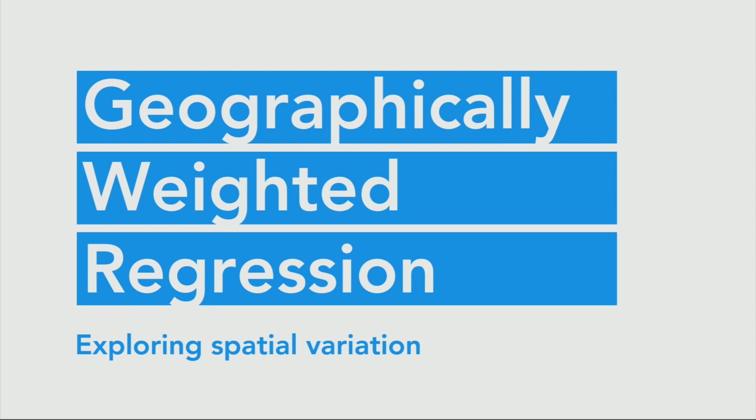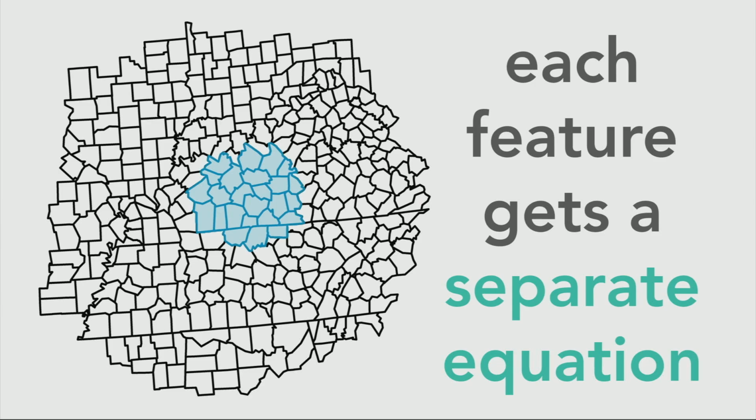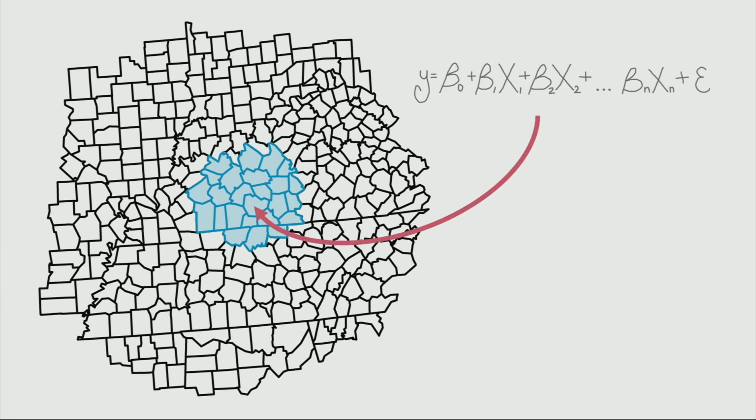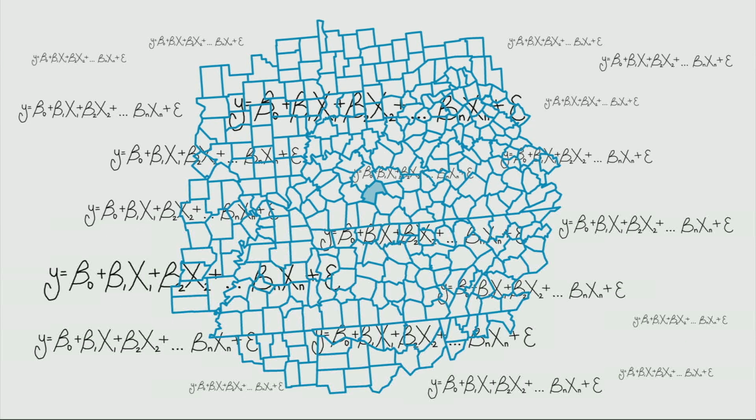So the next tool we're talking about is geographically weighted regression. GLR and GWR are both linear models. The difference is that GLR is a global model, so you're creating one equation for your entire study area, and you're using all of the features in that study area to calibrate the model. With GWR, each feature gets its own separate equation, and that equation is calibrated using only the data from your neighboring features. So the coefficients in one part of your study area are going to vary from the coefficients in another part of your study area.